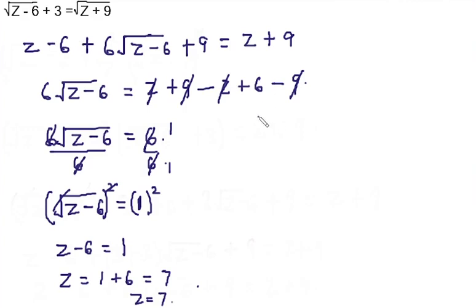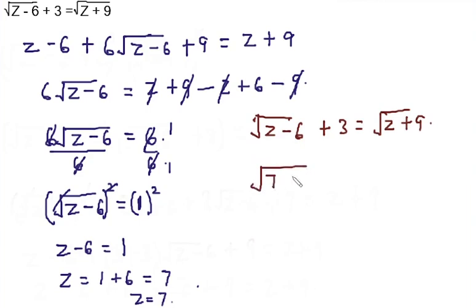So the original equation is square root of z minus 6 plus 3, and then this is equal to square root of z plus 9. So I'll be plugging 7 back into this equation. So if I plug 7 back, I'll have 7 minus 6 and then plus 3. So this is equal to square root of 7 plus 9.